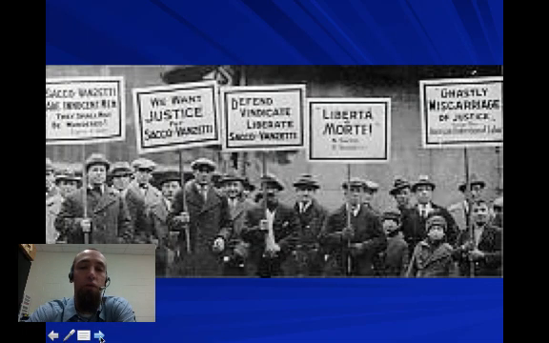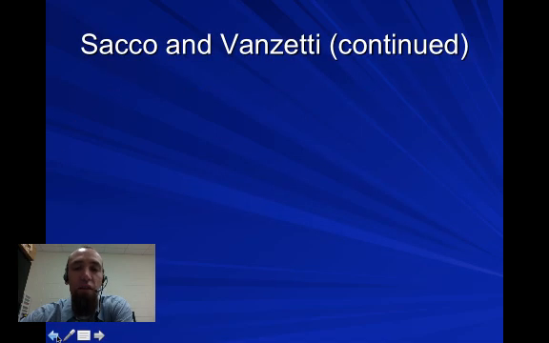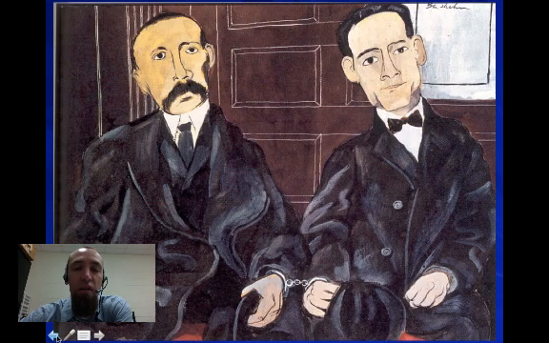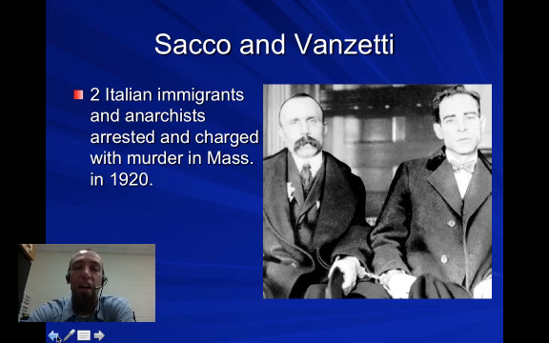Many people throughout the rest of the world protested. In this kind of pixelated image, you can see a protest where people are holding signs saying, "We want justice for Sacco and Vanzetti. Defend, vindicate, liberate Sacco and Vanzetti." But I want you to recognize these two names and these two guys as being examples of the anti-immigrant and anti-radical hysteria that swept the United States following World War I.